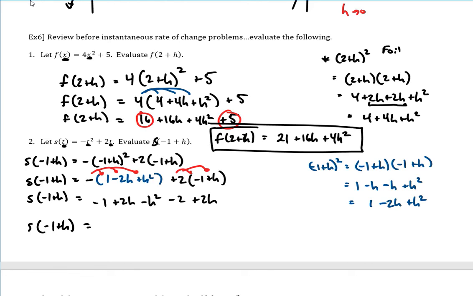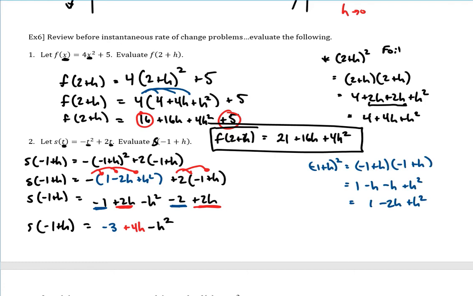I have a negative 1 and a negative 2. So these I'm going to combine. I'm going to underline. So that's negative 3. And then I have a positive 2h and a positive 2h. That's positive 4h. And then the negative h squared is still just there, so minus h squared like that.